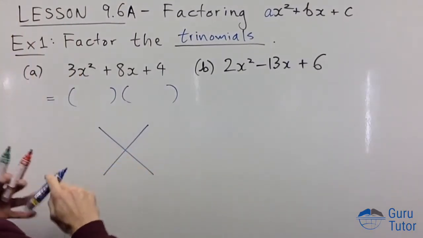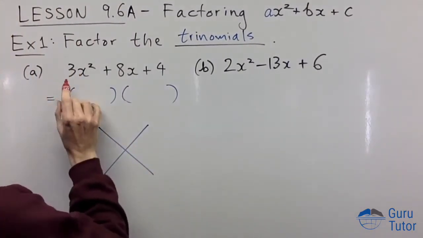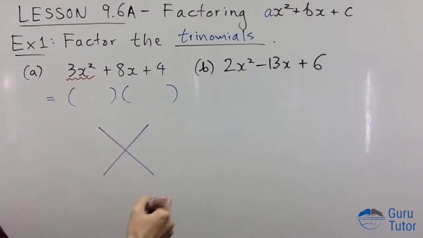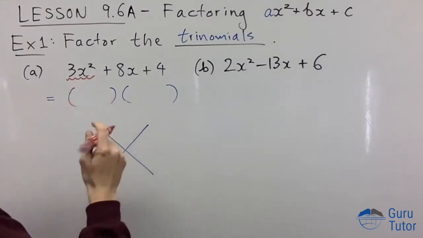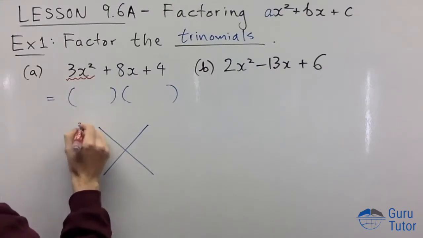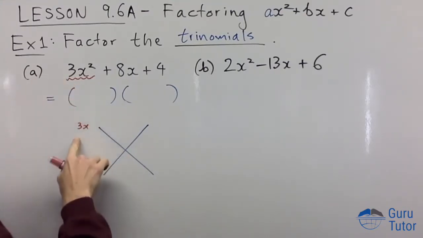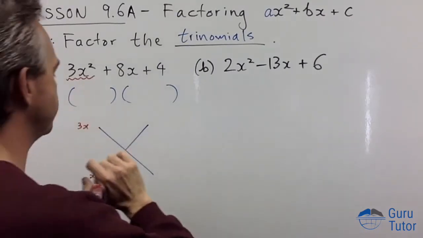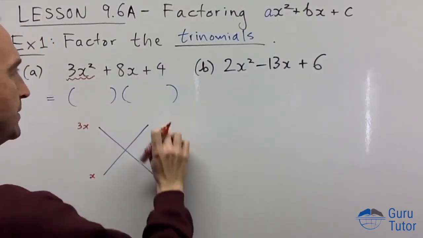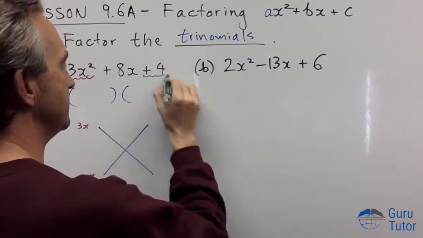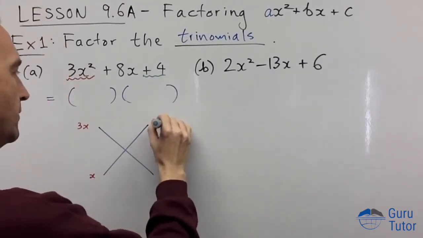What we do is, we look at the factors of this term, 3x squared. We think it's something times something, so 3x times x equals 3x squared. So this times this must equal this. And then over here we put the factors of this number. All right, so what are the factors of 4? Let's try 4 and 1.